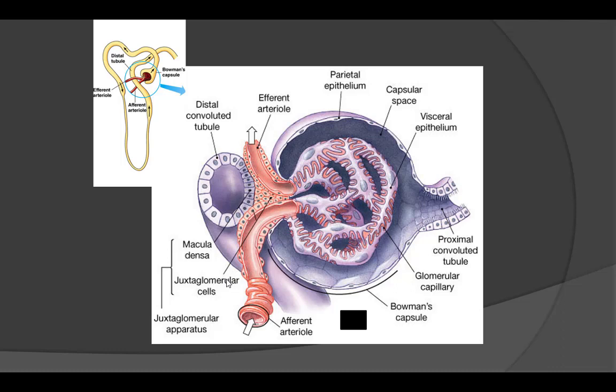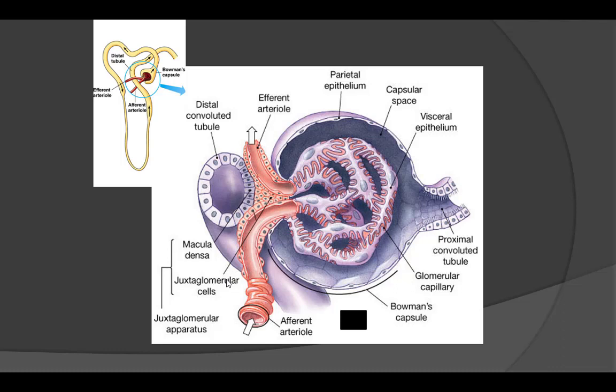Juxtaglomerular apparatus. Okay? So, this is the glomerulus, the Bowman's capsule, right? The distal tubule, you see, it's just passing next to the afferent and the efferent arterioles, comes in close contact with these, and the cells in this area are specialized to produce certain enzymes and hormones. And which enzyme or hormone is produced by these cells? Come on, tell me now. Renin. Okay, renin. All right.